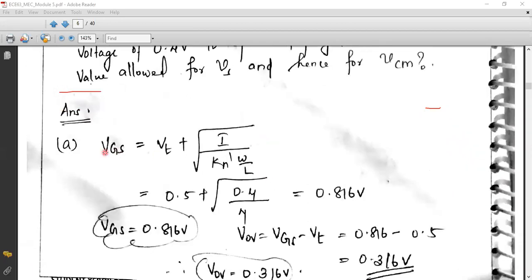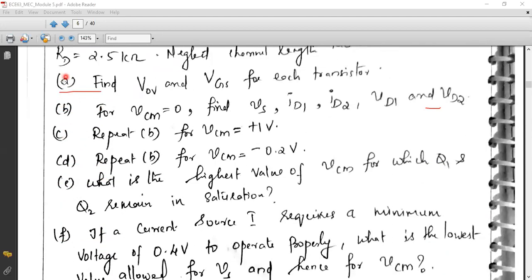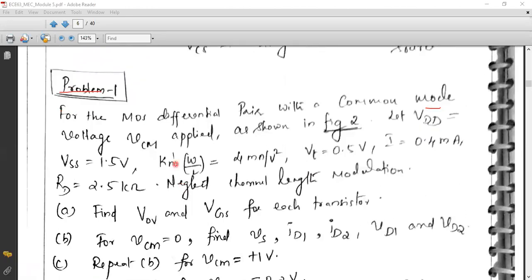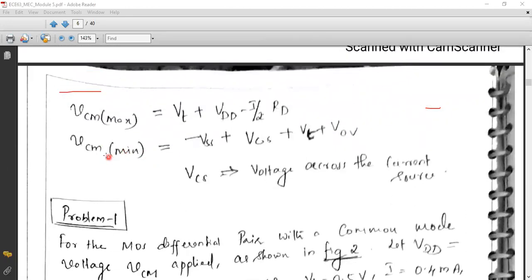Okay, so that completes your first part of the question. Now coming to the second part, it is given that VCM is equal to 0, right? So before finding all these 5 parameters, that is Vs, ID1, ID2, VD1 and VD2, let us see whether this VCM comes between our limits. What is the limit? Limit is nothing but the common mode range.